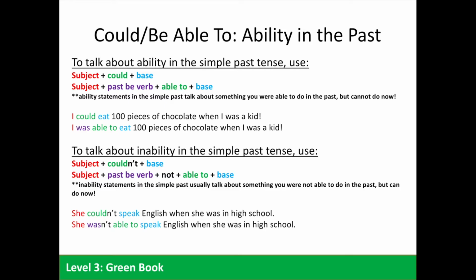In English, we use the modals could and be able to talk about ability in the simple past. Your structure is as follows. Start with a subject, then the modal could, and then the base verb.